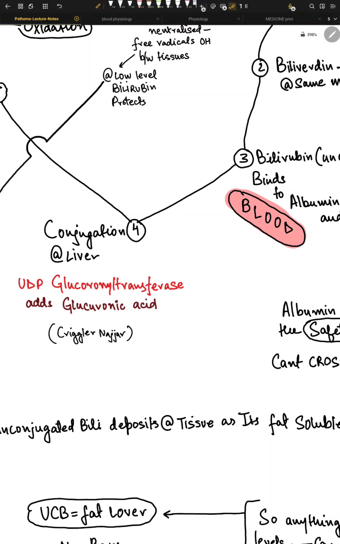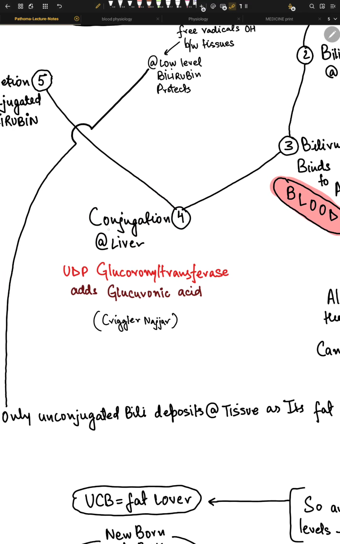Okay, after that, the conjugation process itself happens, right? And this conjugation happens in the liver, at the hepatocyte, using an enzyme called UDP glucuronyl transferase. Okay, my pronunciation is very bad, but please pardon me. It adds something called glucuronic acid, and if we have any sort of deficiency in this enzyme, we will have a condition called Crigler-Najjar syndrome. What happens here is that we have lower levels of this enzyme, so conjugation is not going to happen.